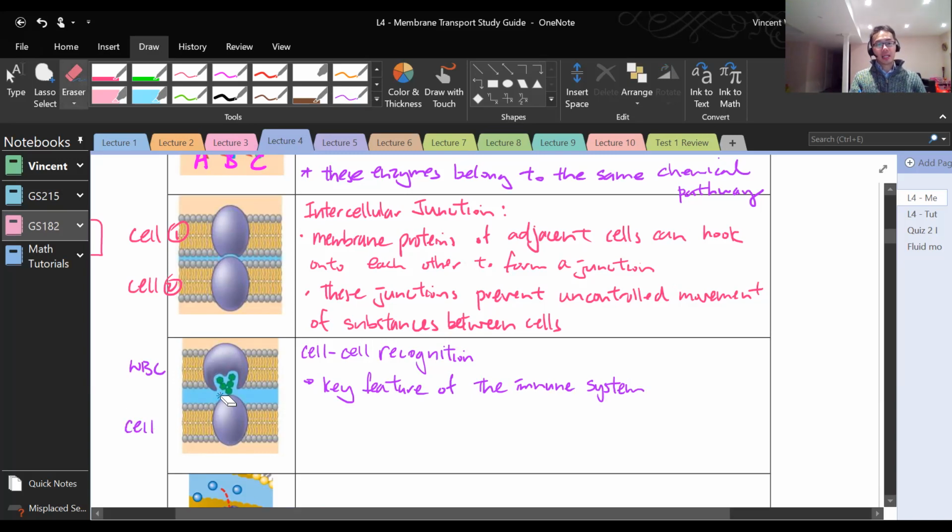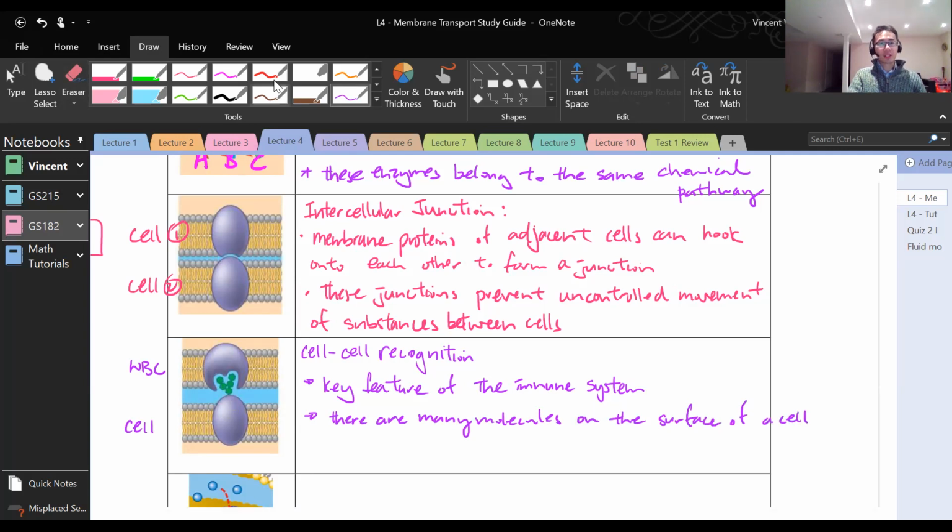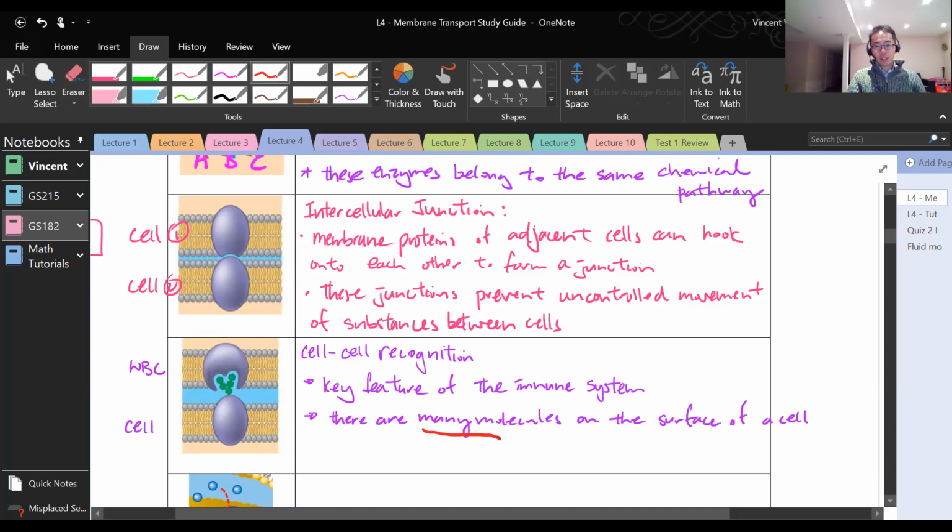Okay, so you see we have the protein here, and then we have some sugar, right? So earlier I told you what this is called, right? It's called a glycoprotein, right? A sugary protein, right? So there are many molecules on the surface of a cell. Okay, so all these molecules on the surface of the cell, we call antigens. Okay, so you have antigens, I have antigens on my cell.